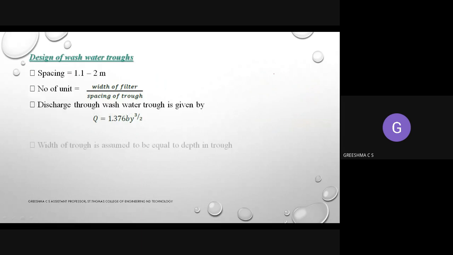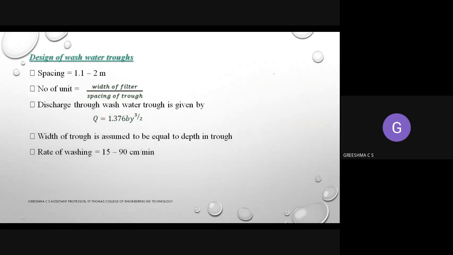Coming to the design of the wash water trough. The wash water trough is kept at a spacing of 1.1 to 2 meters. The number of units of wash water trough to be provided is determined as the width of the filter divided by the spacing of the trough. If you divide the width of the filter by the spacing of the trough, you will get the number of units.